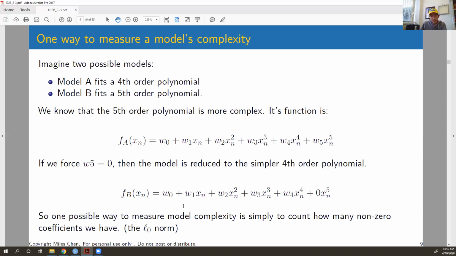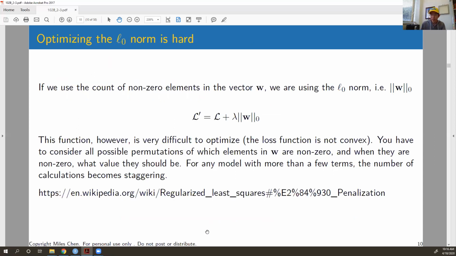So one way to measure model complexity is to just count how many coefficients we have that are not 0. If you have two coefficients that are not 0, that would be a simpler model than another model where there are 4 coefficients that are not 0. So we can just count how many non-zero coefficients we have. This is also known as the L0 norm. But here's the problem.